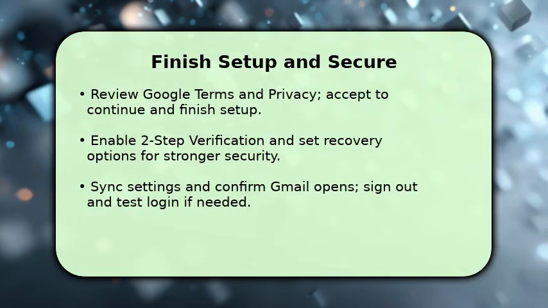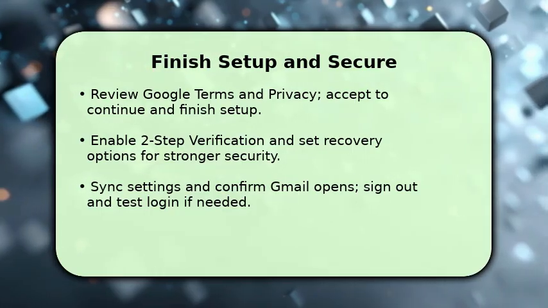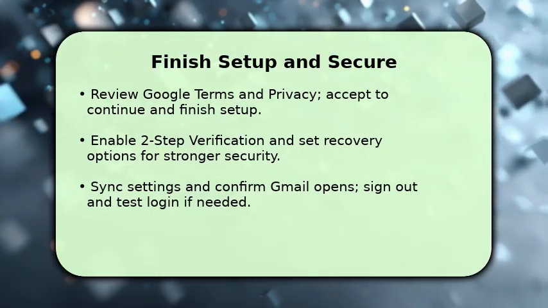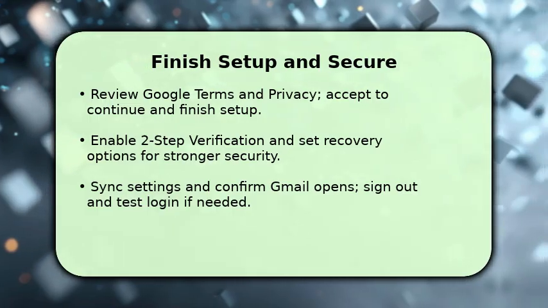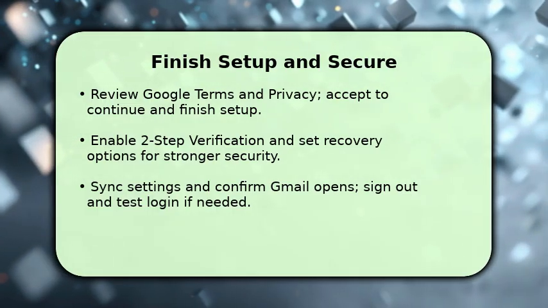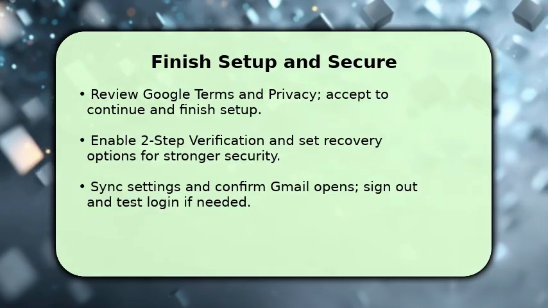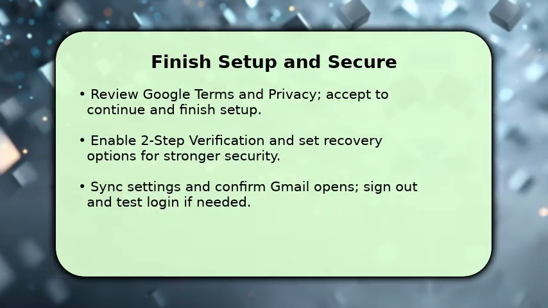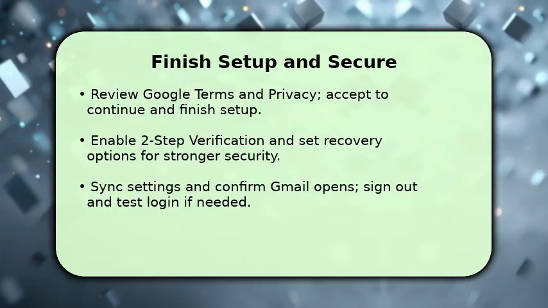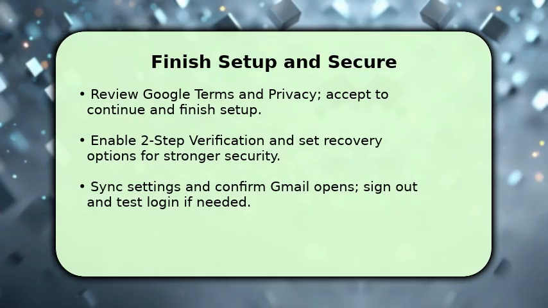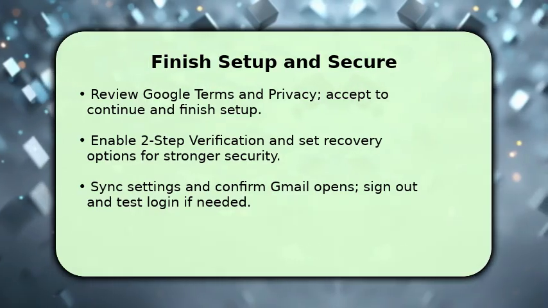You should immediately enable two-step verification for better protection. Add backup codes and a secondary email so you can recover access quickly. Once done, customize sync and privacy preferences to control data and synchronization across devices. If Gmail opens and you see your new address, you're finished. Troubleshooting tip: if verification SMS fails, try a different phone number or request a new code.